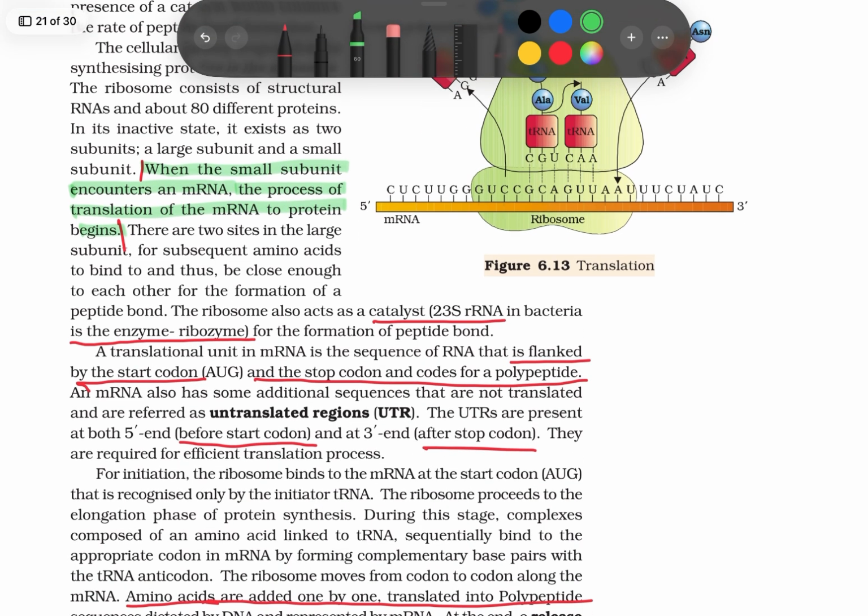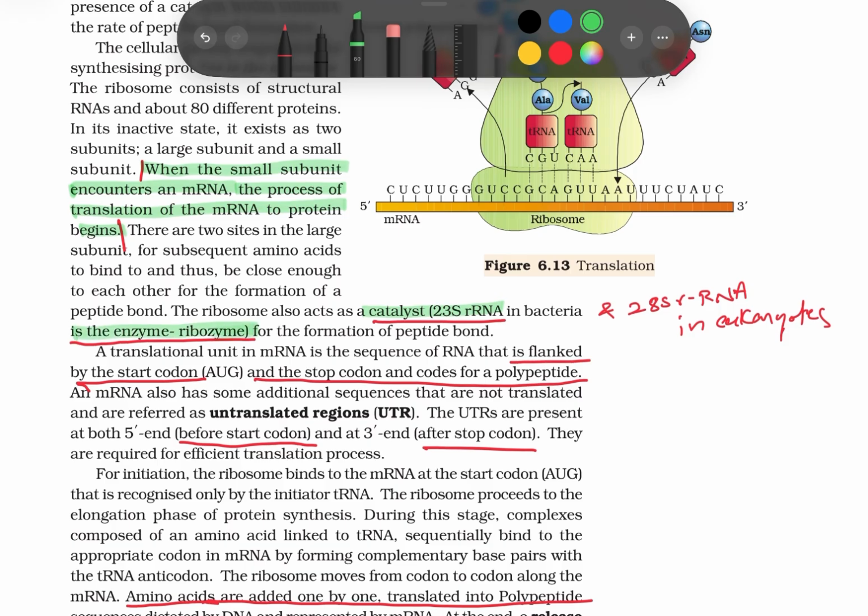And here we can see in translation, to form the peptide bonds, RNA acts as the catalyst, that is 23S type of ribosomal RNA in bacteria and 28S type of ribosomal RNA in eukaryotes. In eukaryotes, it is 28S type of ribosomal RNA. This is called peptidyl transferase or ribozyme.